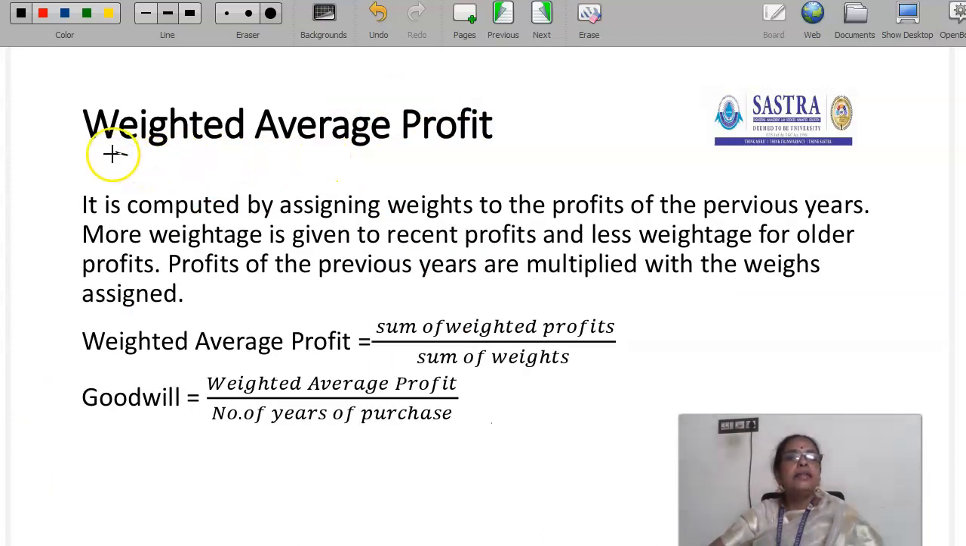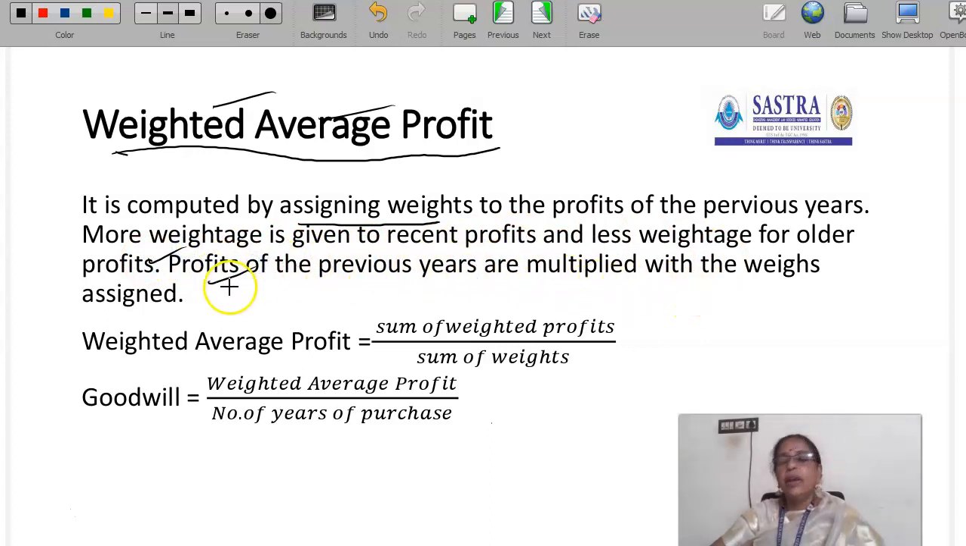Then the second method under the average profit method is weighted average profit. It is computed by assigning weights to the profits of the previous years. More weightage is given to the recent years and less weightage to old profit. Profit of the previous year is multiplied with the weights assigned. We are giving weightages to the profit. Those weightages are given in the problem itself.